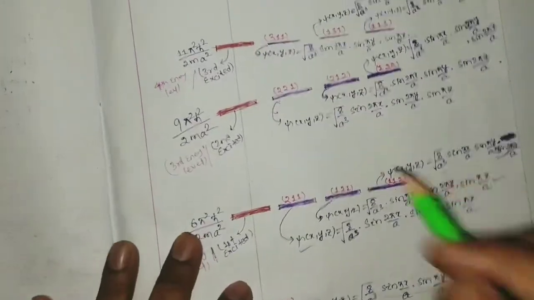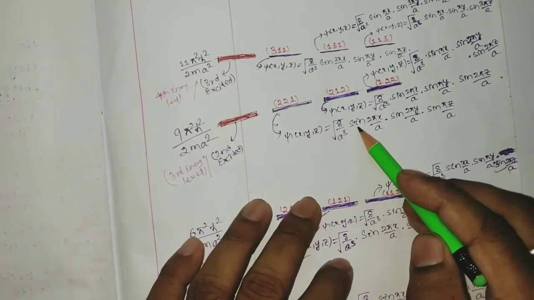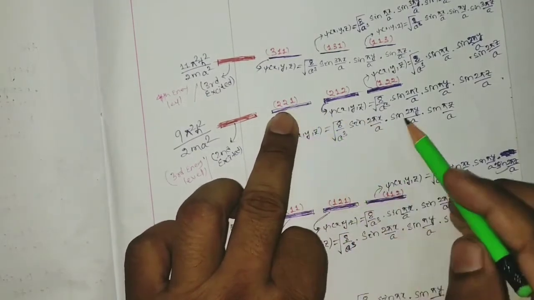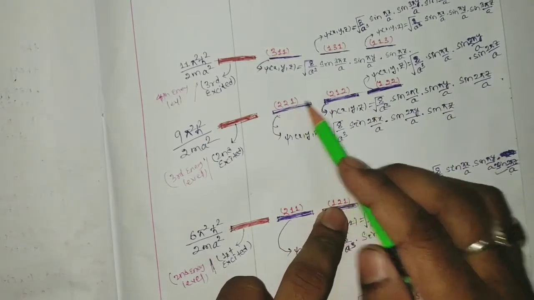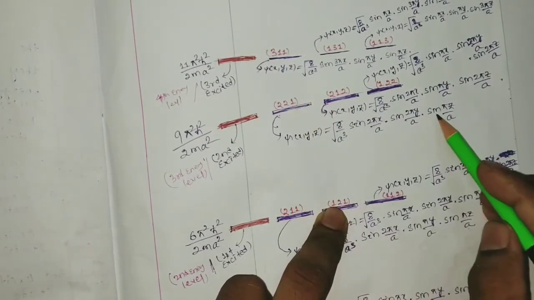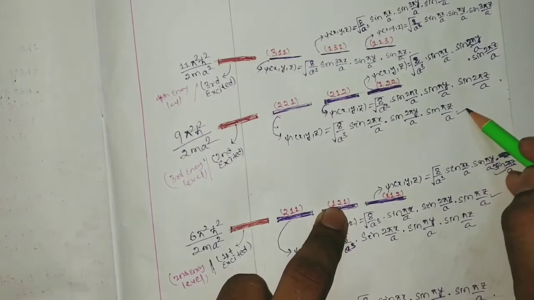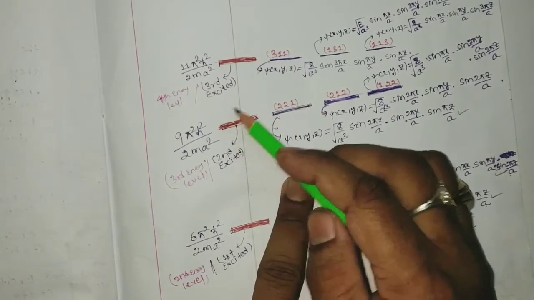See, for 2, 2, 1, it will be root over of 8 by a cube, sin 2 pi x by a, ny is 2, so it will be sin 2 pi y by a, nz is 1, so sin pi z by a. This is the wave function belonging to this degenerate state of the second excited state, right?